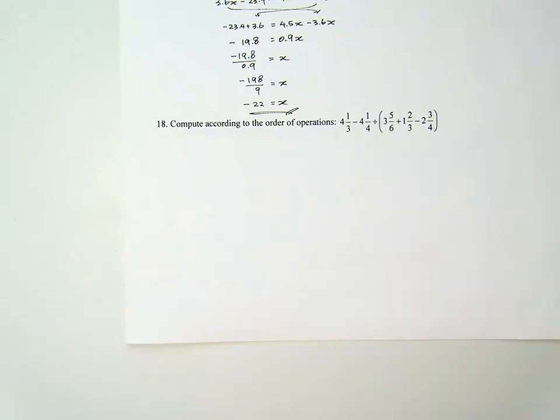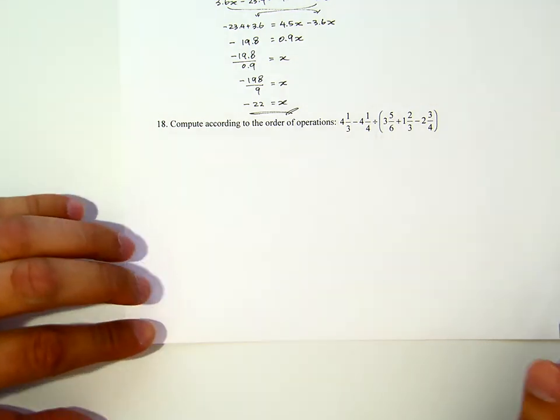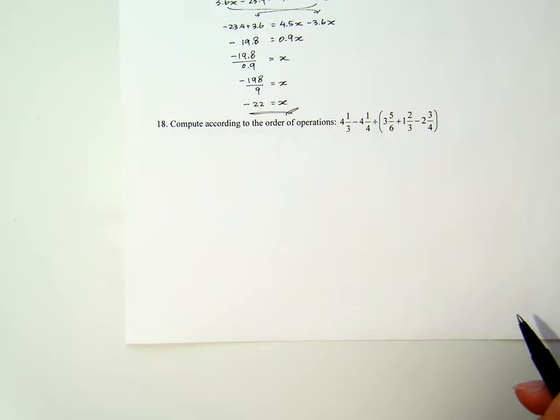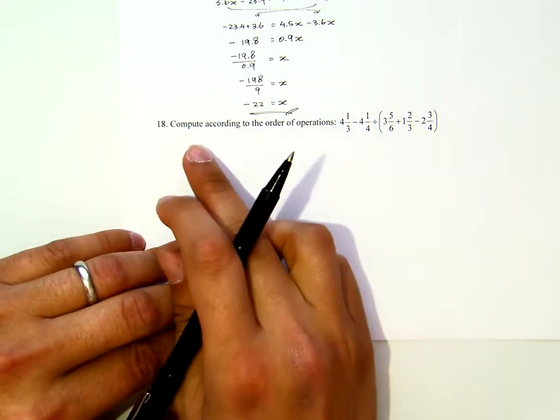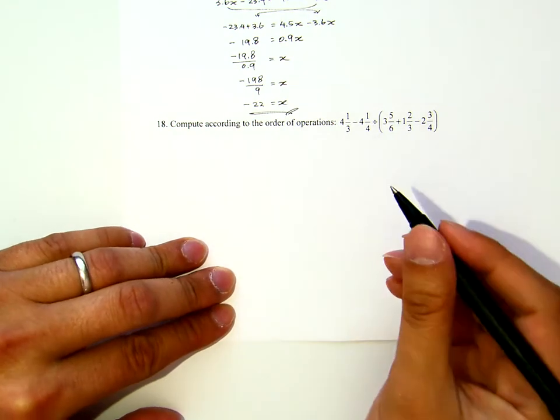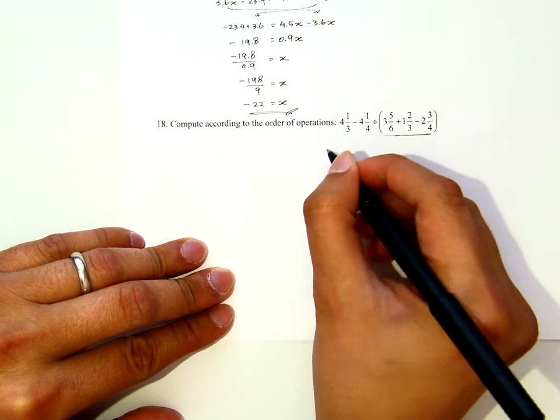Now we will work on Spring 2012 Test 1, number 18. Maybe with number 19. Let's see number 18 first. Here we have to compute according to the order of operations. And here we have grouping symbols. I will compute this first.